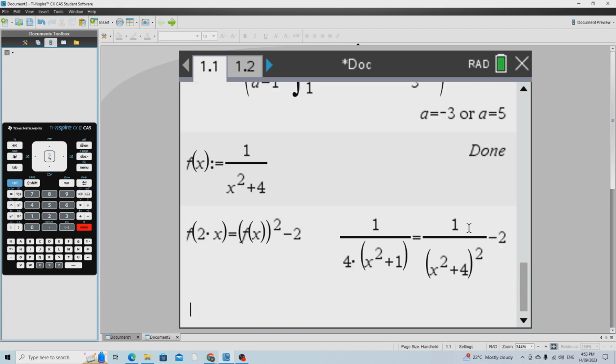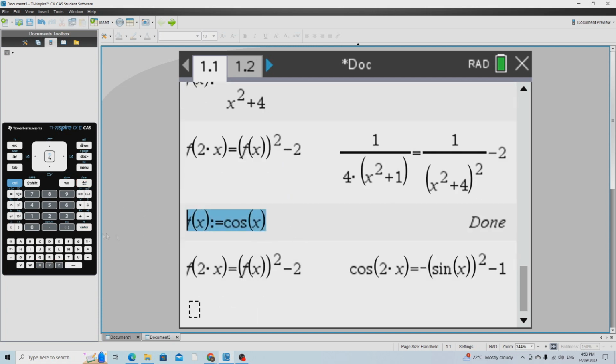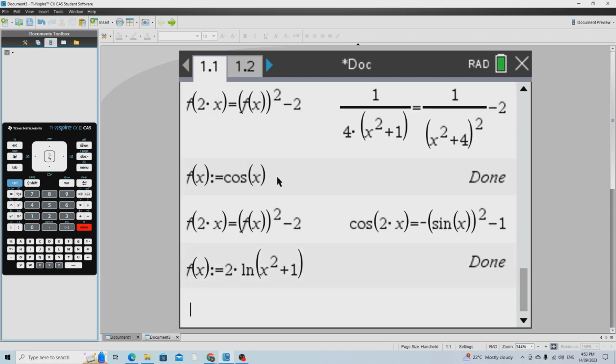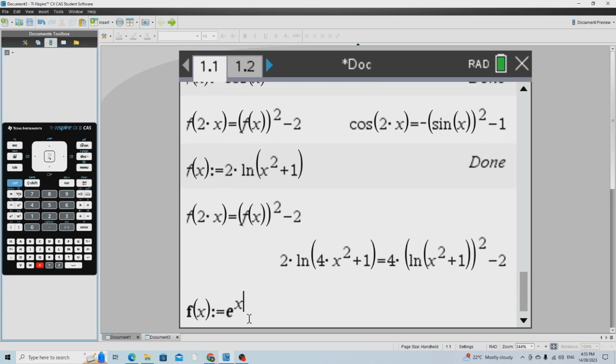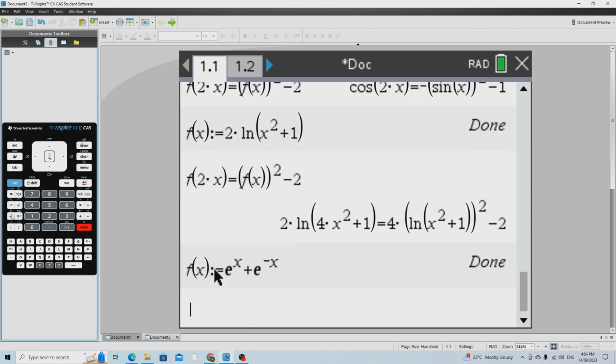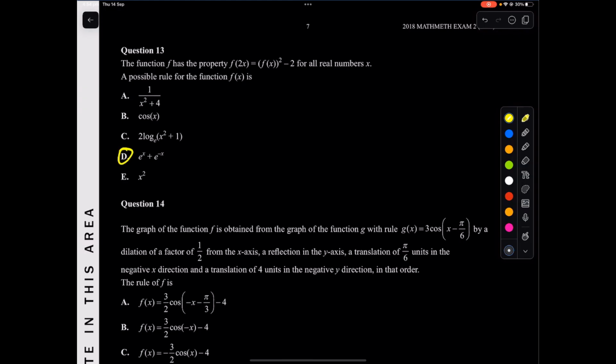Okay, this is false because it would say true if it was true. So that's not right. So I'm going to now define the next function, which is just cos x. And let's enter this. Still not true. Let's try the next one, 2 natural log x squared plus 1. Still not true. Next one. e to the power of x plus e to the negative x. True. So D is right.